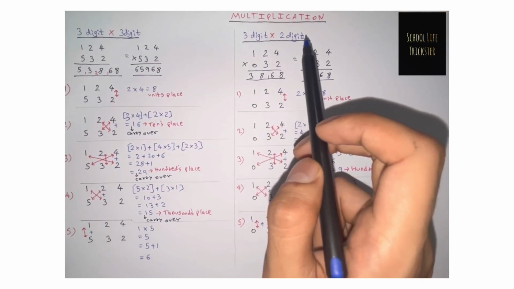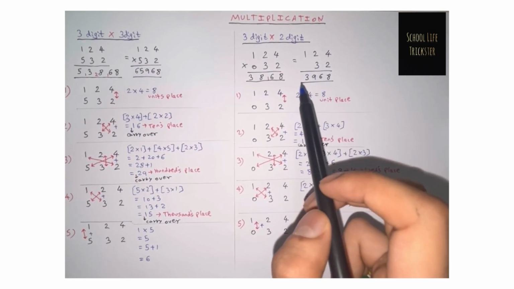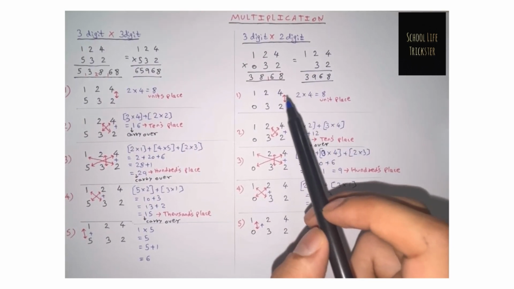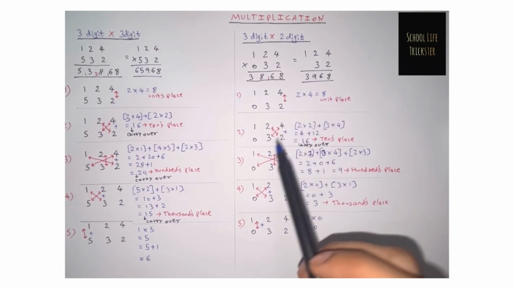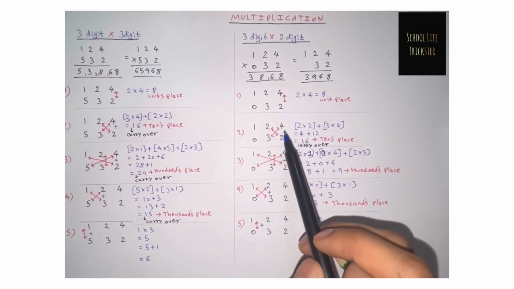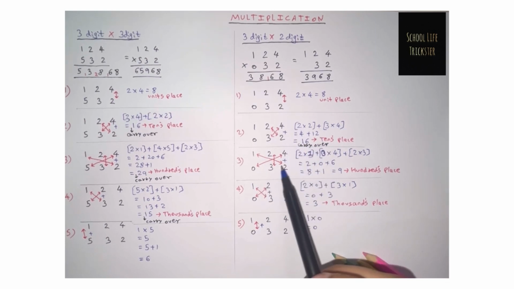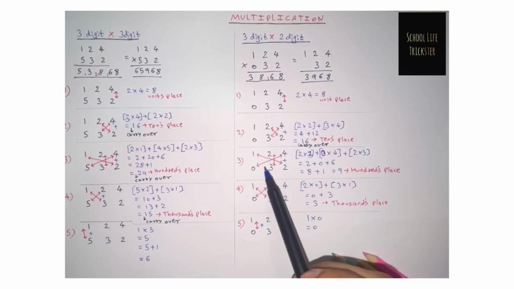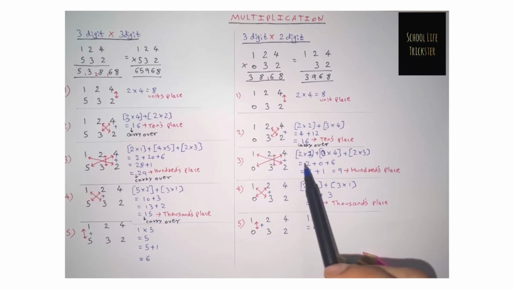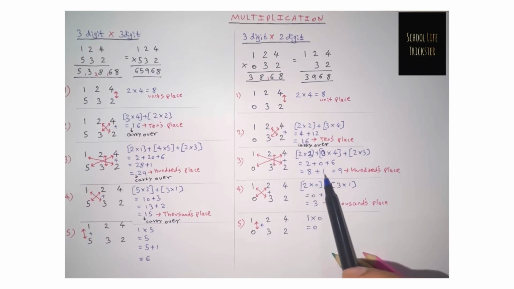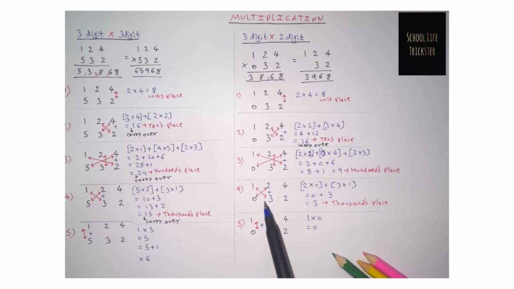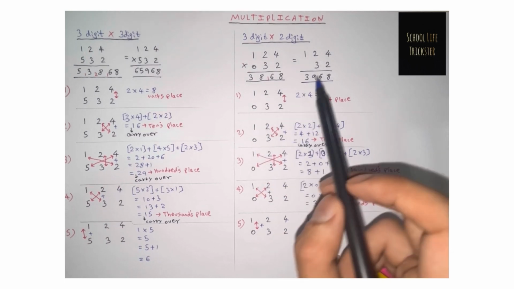Now 3 digit into 2 digit. 124 into 32 equal to 3968. 4 into 2 equal to 8. Now here 2 into 2 plus 3 into 4 equal to 4 plus 12, that is 16. Take 1 as carryover. Now over here 2 into 1 plus 4 into 0 plus 2 into 3, that is 2 plus 0 plus 6, that is 8 plus 1. This 1 is carryover, equal to 9. Now 3 into 1, 2 into 0 equal to 0 plus 3, that is 3. Now 1 into 0 equal to 0. So the answer is 3968.